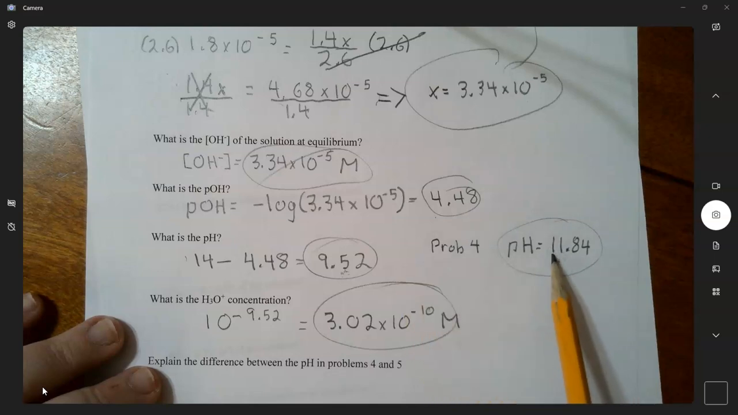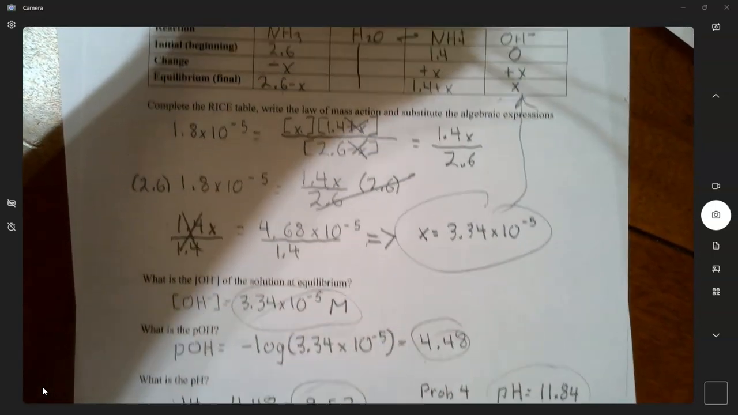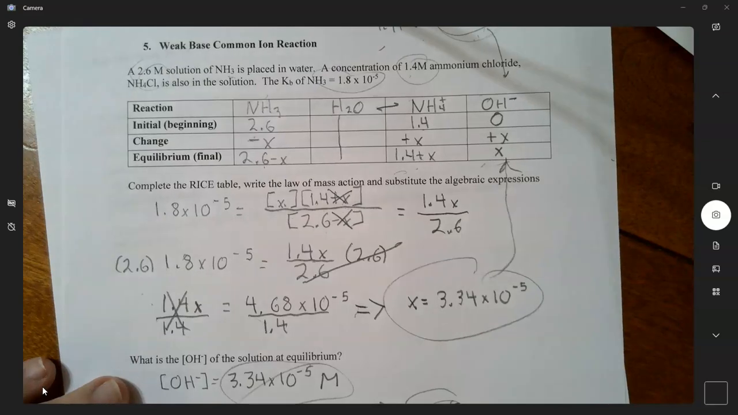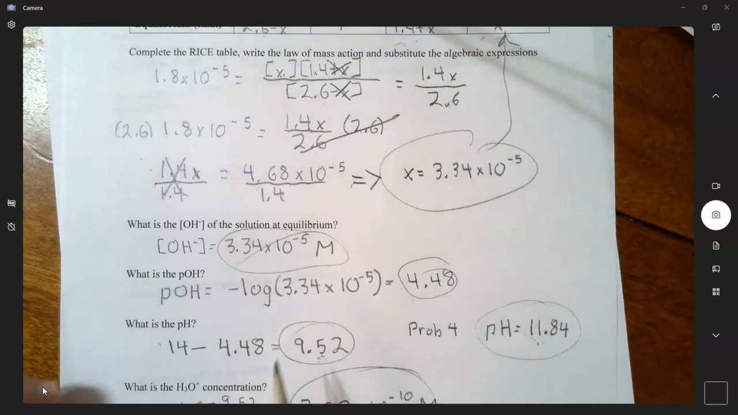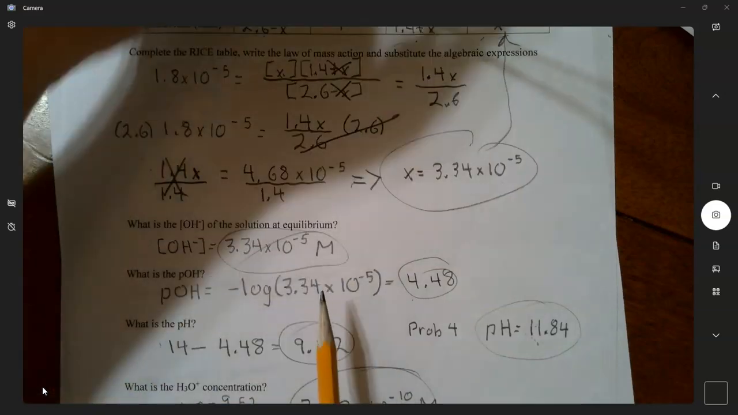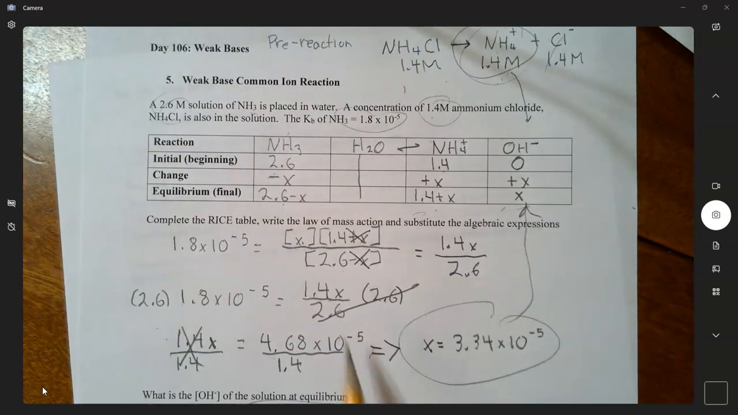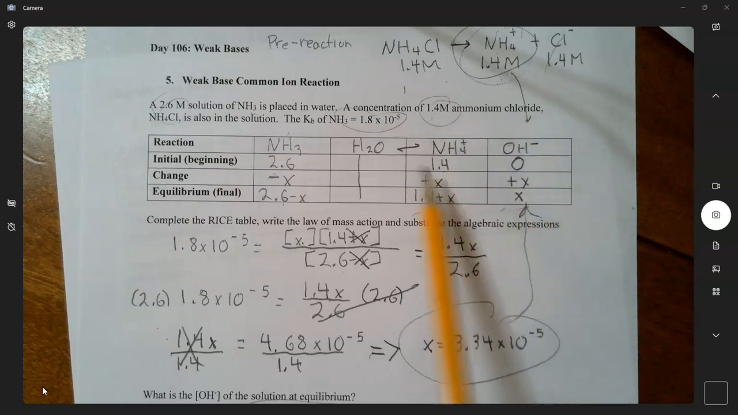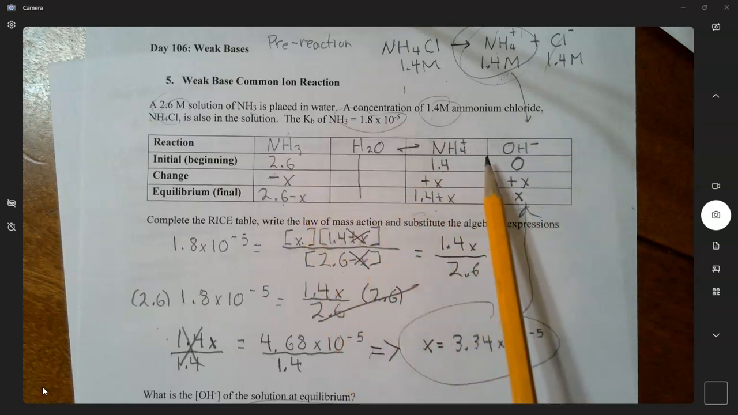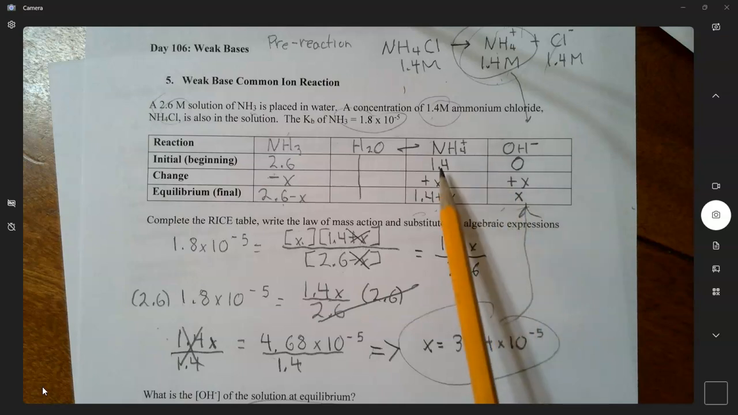So why did this one become less basic and more acidic? Okay, let me keep it straight. Why was problem 4 more basic and less acidic, and the current problem more acidic? It's because the common ion makes this side of the equation more crowded, so the reaction doesn't flow from left to right as well because it already has concentrations over here.